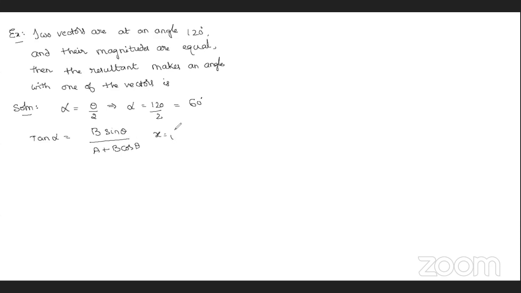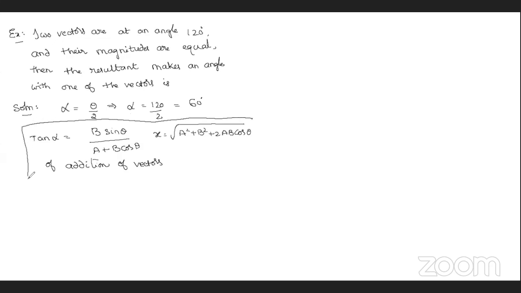This one I think is very easy. Many times we applied it: A square plus B square plus 2AB cos theta, under the root. This is the direction, and this is the magnitude of addition of vectors. Briefly, we recollected the two formulae we used here, angle meaning direction, and magnitude.